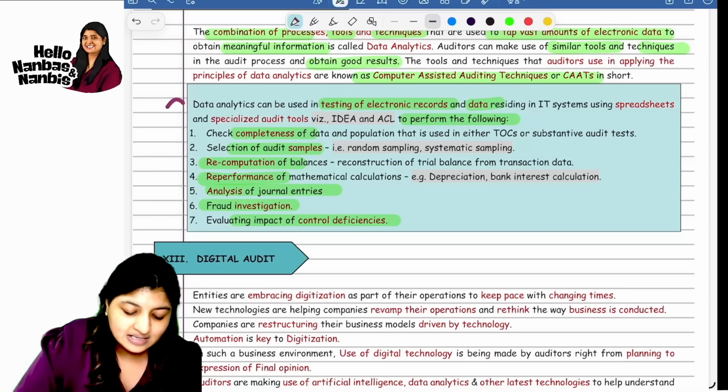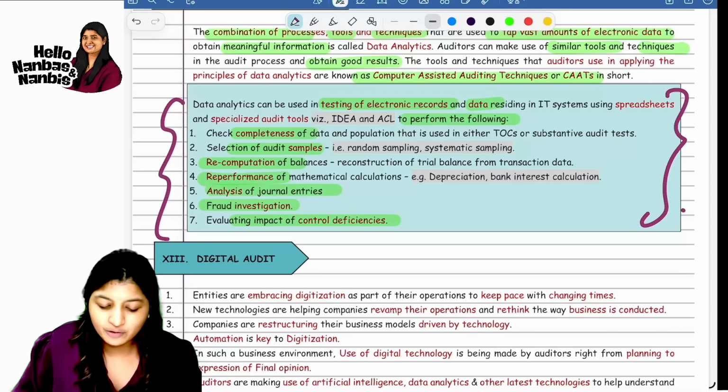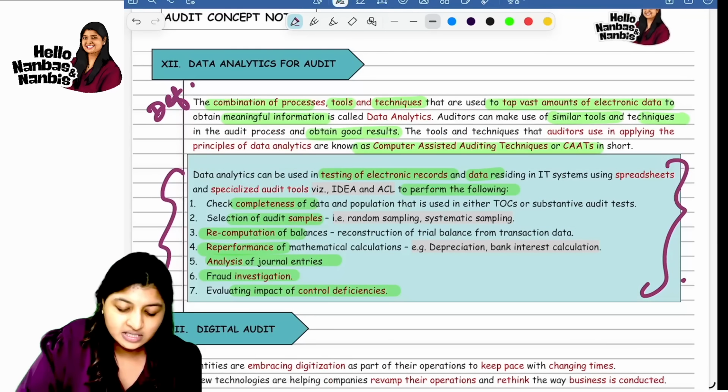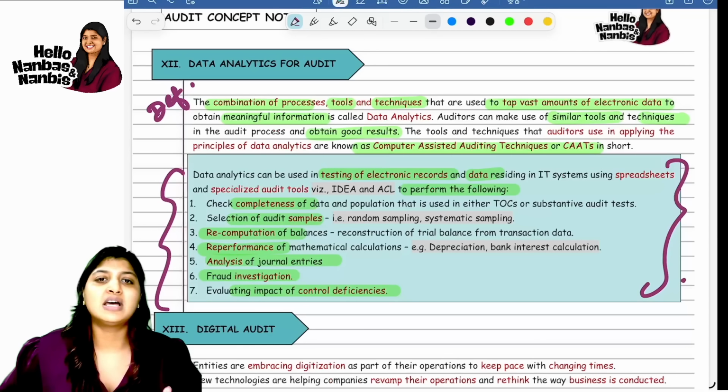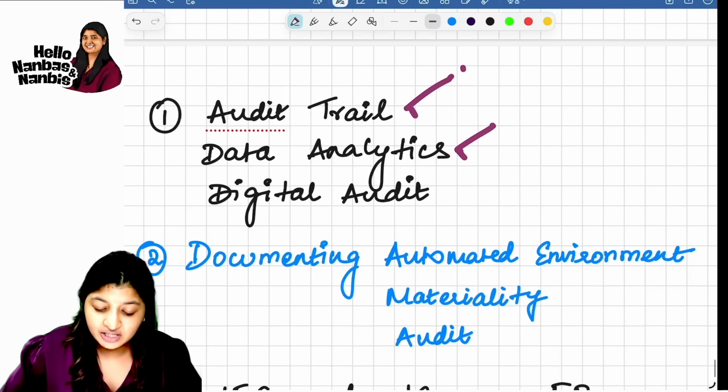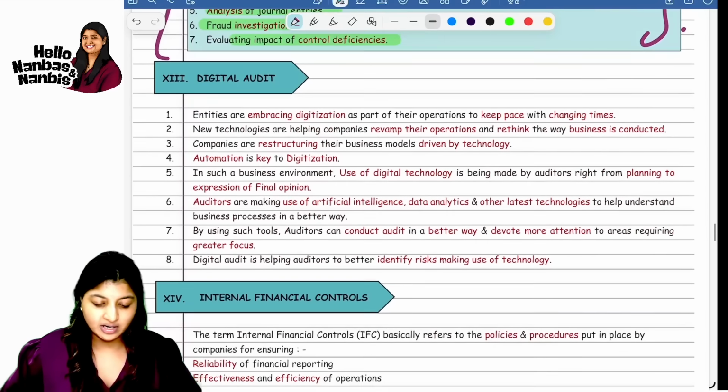So data analytics helps to do these things for the auditor. These are the 7 things. What is data analytics? Definition is here. For what it can be used are the 7 things. This is data analytics. The next one is digital audit. What is the meaning of digital audit?